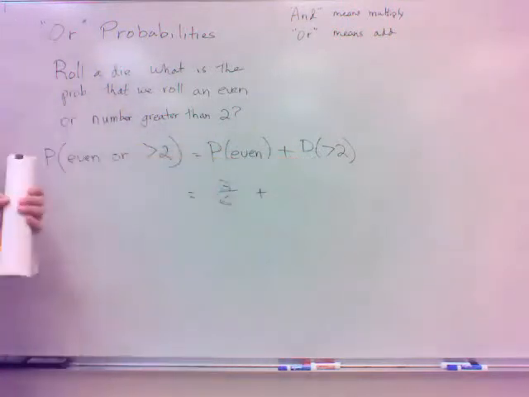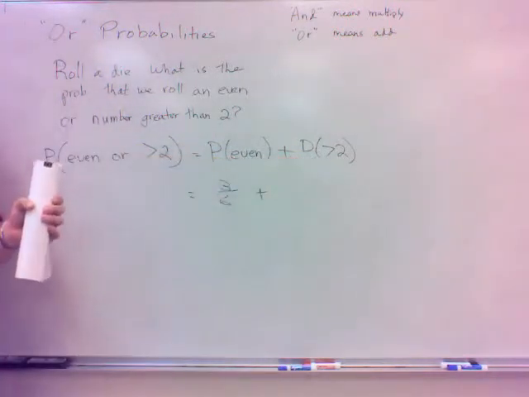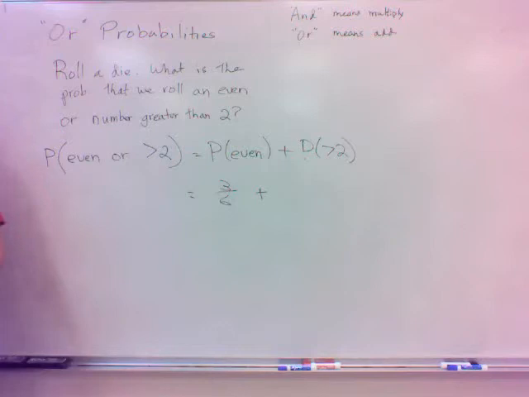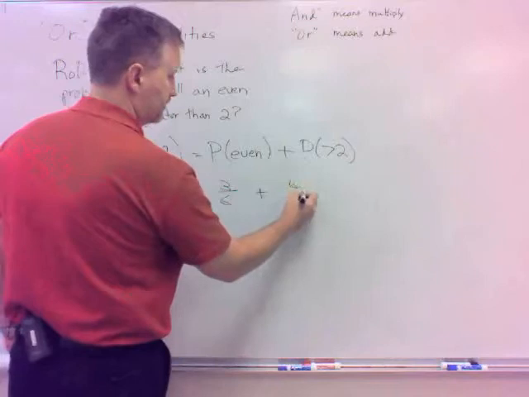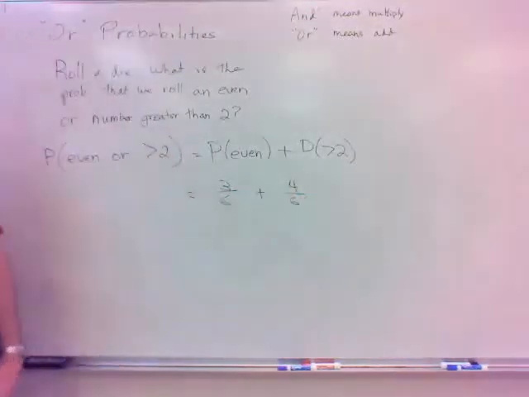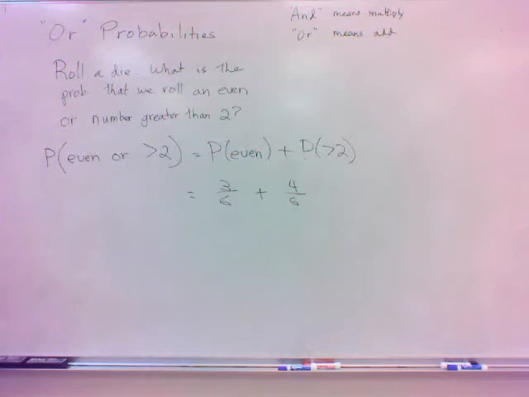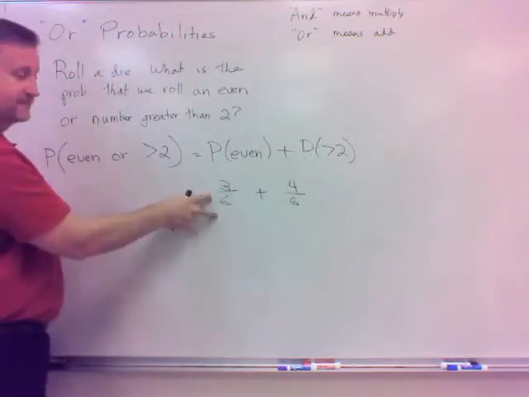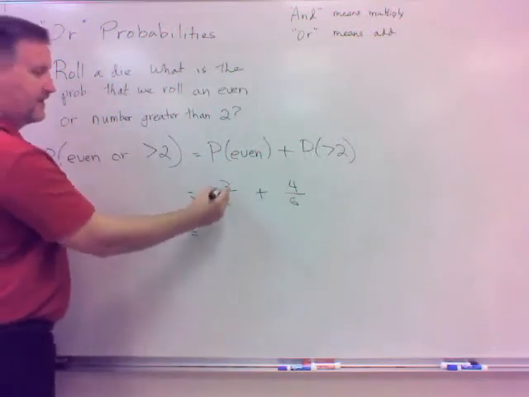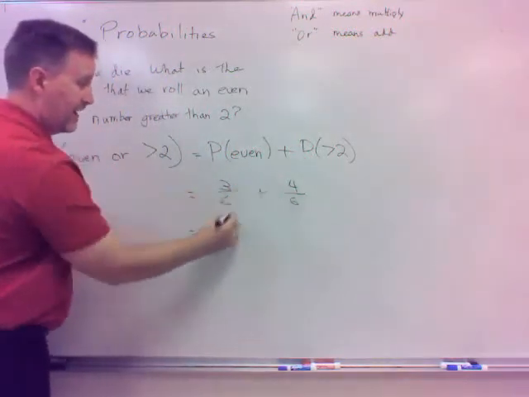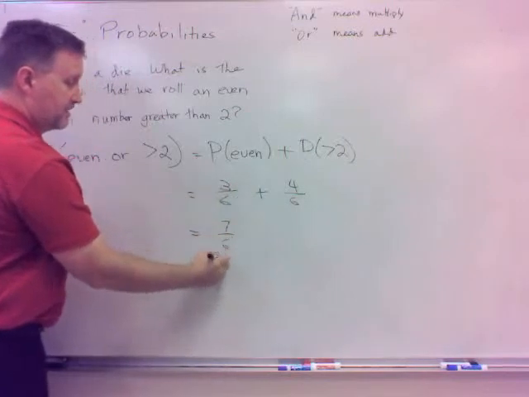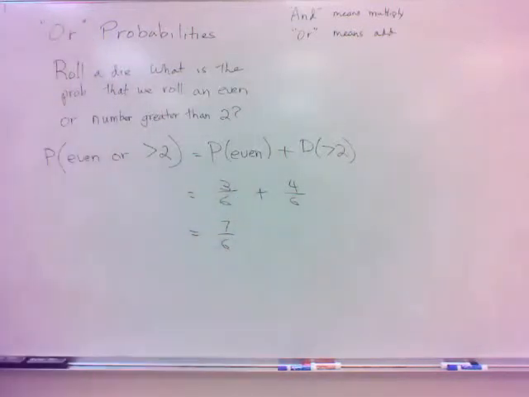All right. Probability that it's greater than 2. So I'm rolling a die. How many of them are greater than 2? 3, 4, 5, and 6. 4 of them out of 6. Now, I know you know about adding fractions. That's why we didn't reduce these, because now we can add these fractions. What do I get when I add these fractions? Yeah, since I've got a common denominator, I add the tops, and the denominator stays 6. 7 over 6.